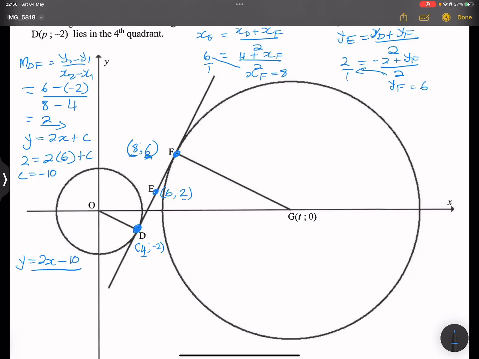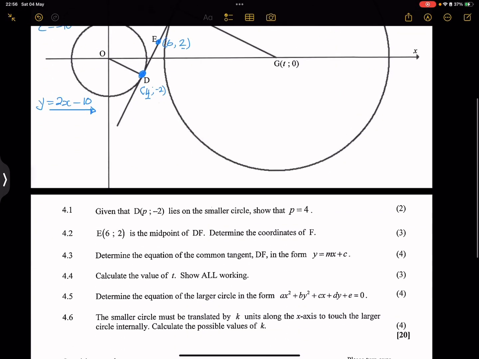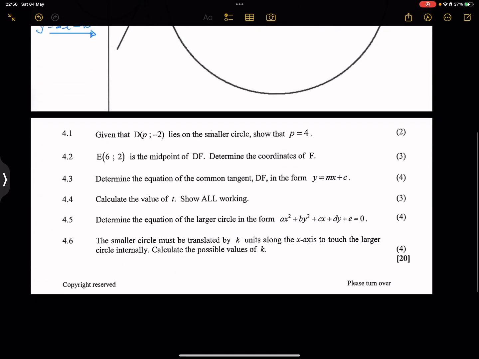All right, ladies and gents, I hope that makes sense. Apologies that I work on this diagram, but it's always much easier to work on the diagram so that we don't keep toggling up and down. Okay, so let's go to the next part of the question. So they say show that, calculate the values of t, show all working.